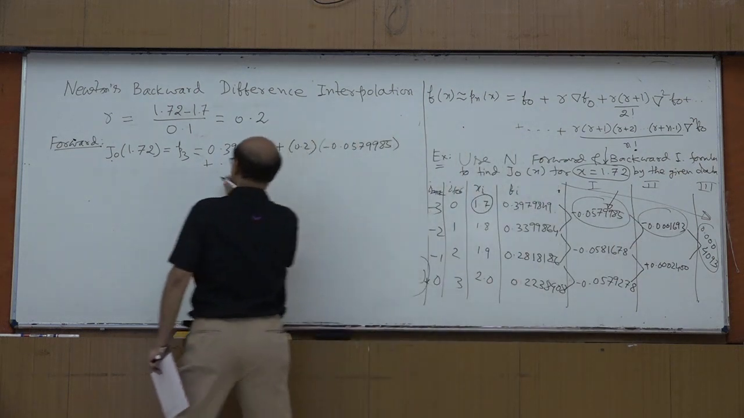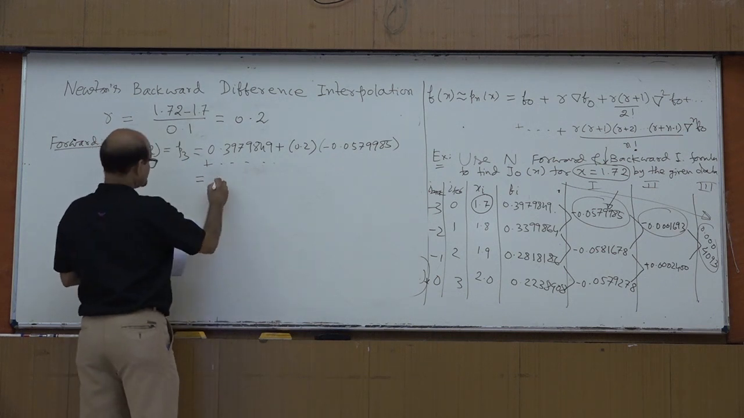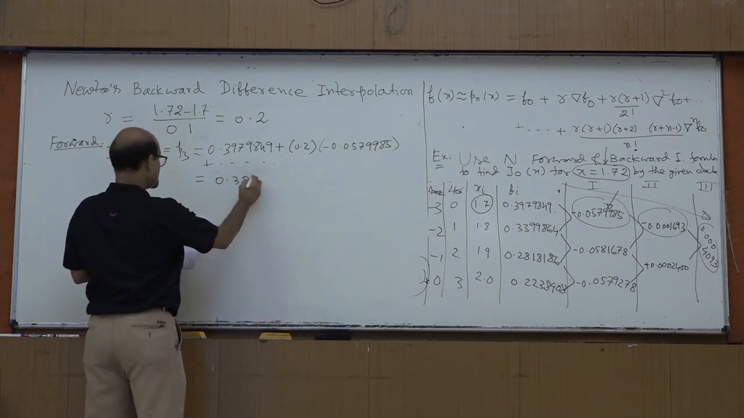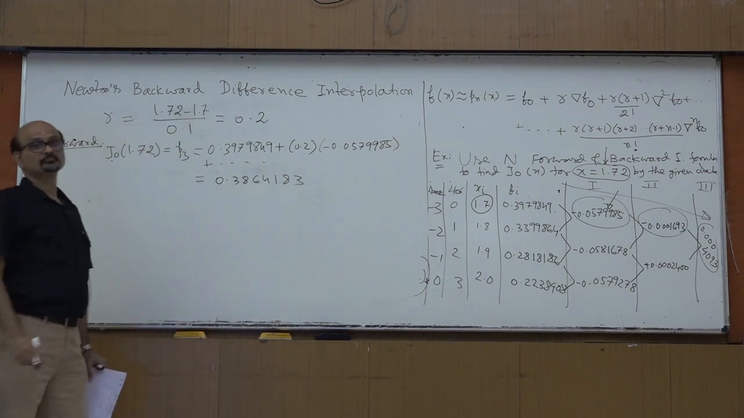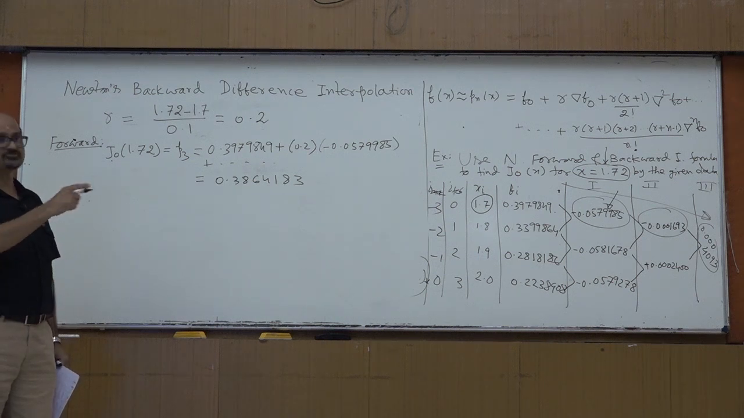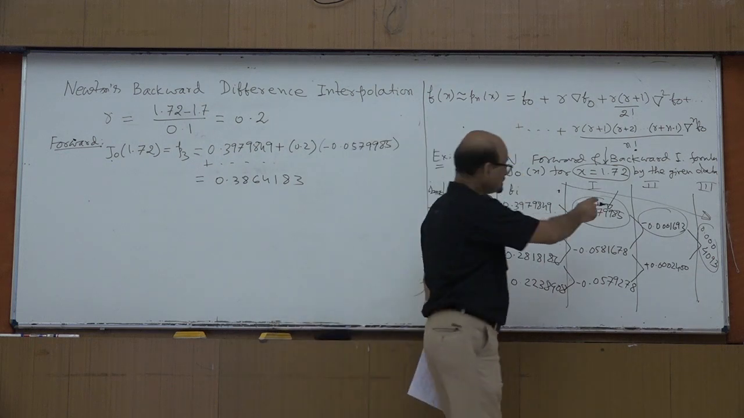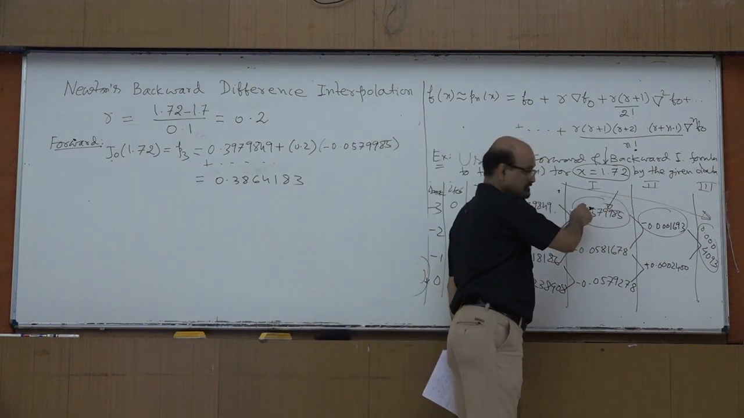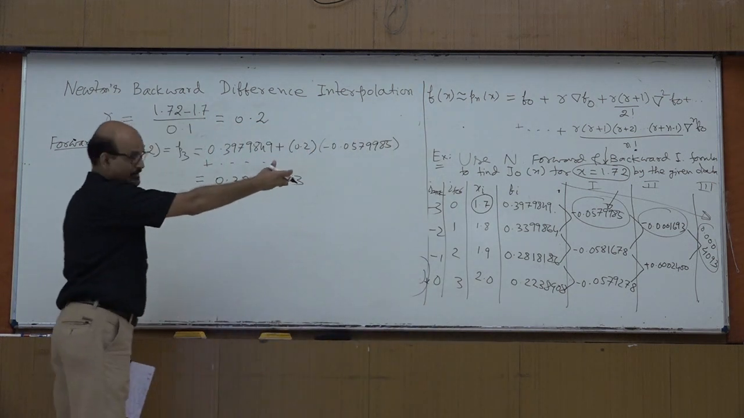So if I do all this, I will get the result as 0.3864183. Remember, this is third degree polynomial result. I can have second degree up to second term. Means second term means second order. That is third term. Second order, first line up to here. Okay? So all these degree polynomials I can get from here.